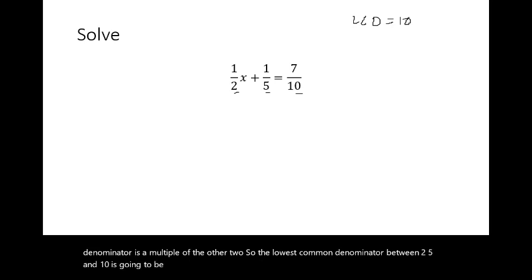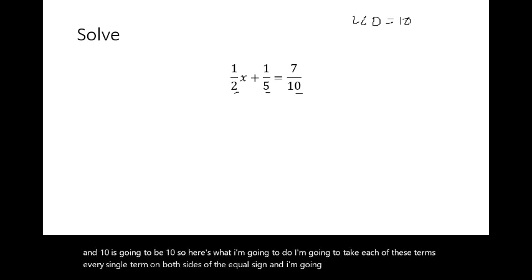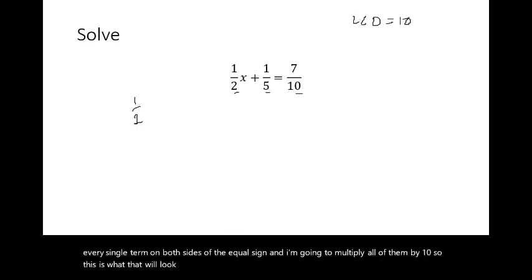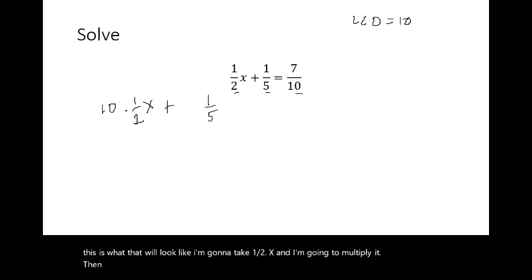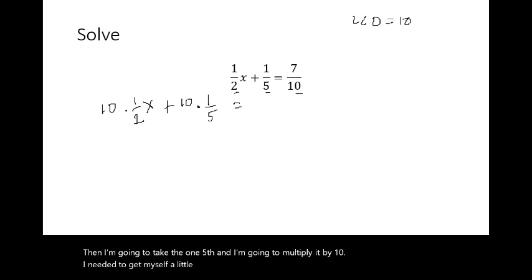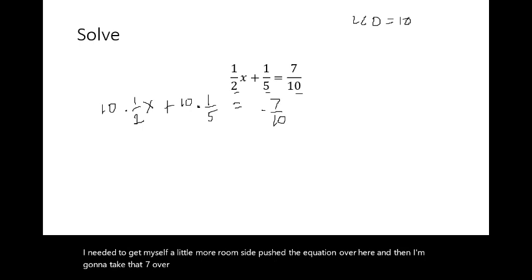So here's what I'm going to do. I'm going to take each of these terms, every single term on both sides of the equal sign, and I'm going to multiply all of them by 10. So this is what that will look like. I'm going to take 1/2 x and I'm going to multiply it by 10. Then I'm going to take the 1/5 and I'm going to multiply it by 10. I needed to give myself a little more room, so I had to push the equation over here. And then I'm going to take that 7/10 and I'm going to multiply it by 10.